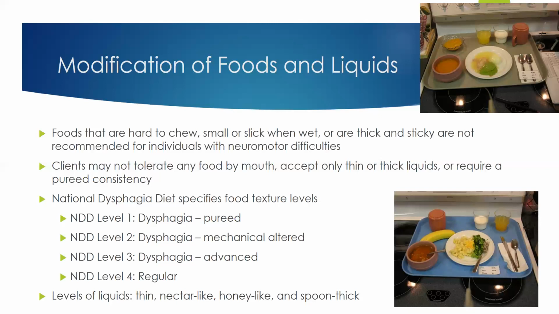Now with liquids, the convention is to describe them by their consistency. And so thin liquids would be like water, and nectar, or nectar thick, would be the same consistency as tomato juice or apricot nectar. And we put thickener, often starch-based thickeners, into drinks to make them heavier, and it gives more feedback and is a little easier to control.